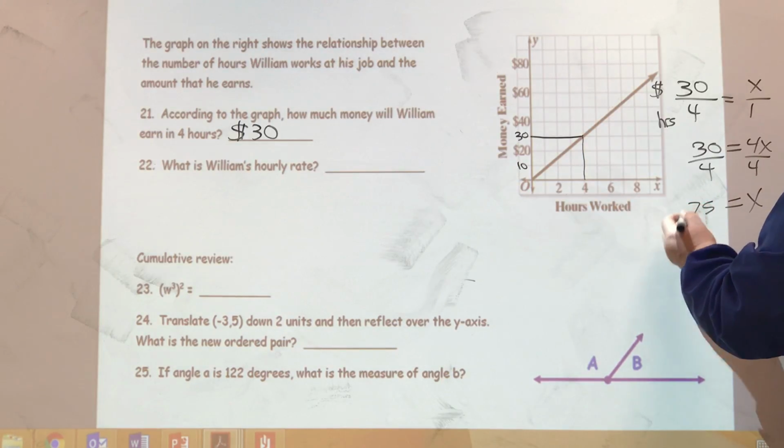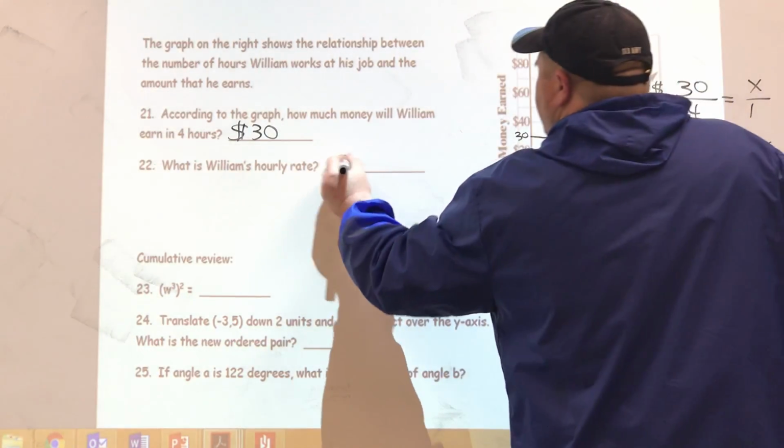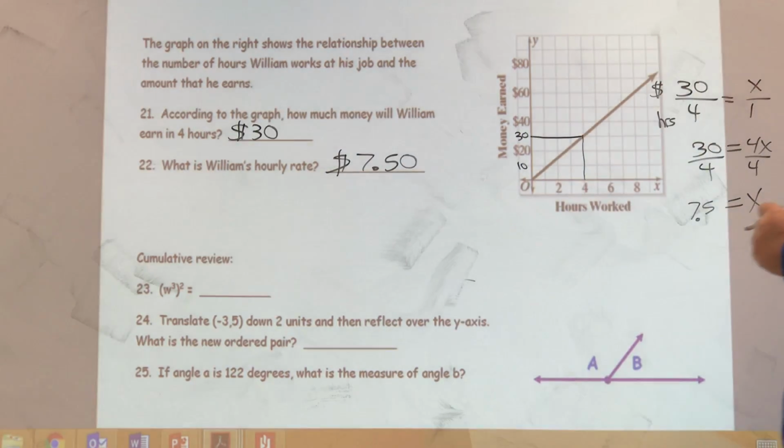7.50, if I'm not mistaken. 7.50 plus 7.50 is $15. 15 times 2. All right, that's right, 7.50. So I have 7.5. So when we write that down as an hourly rate, that's going to be 7.50 because we're dealing with money. We're going to go to 2 places past the decimal point to the hundredths.